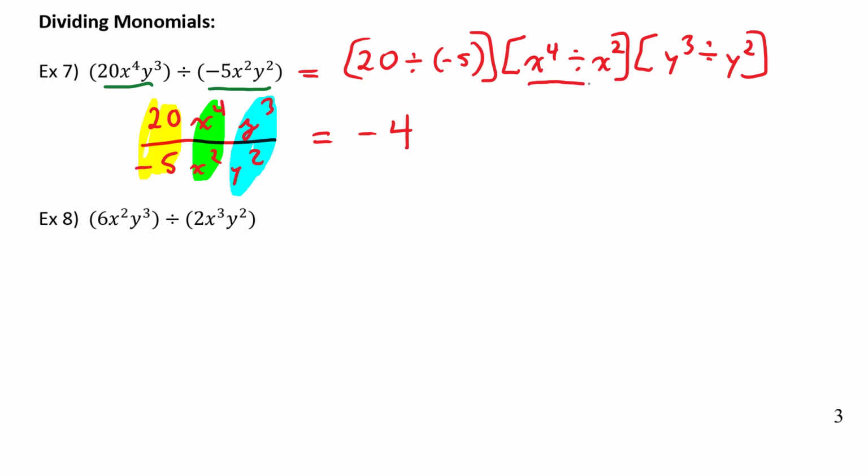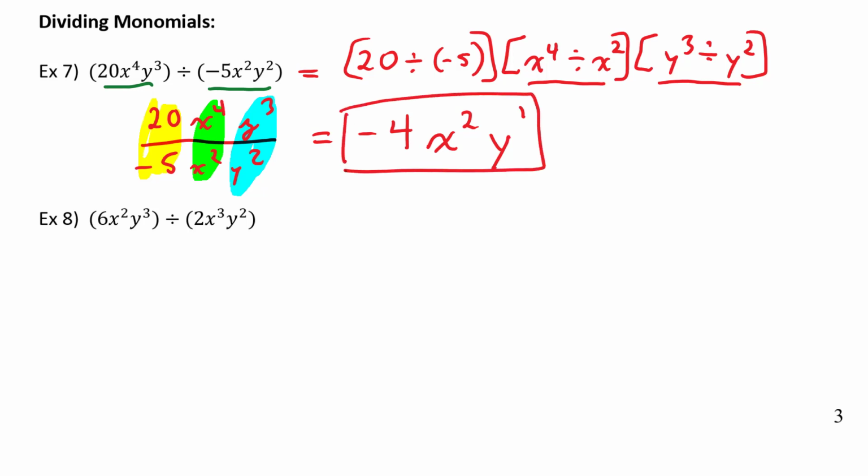We have x to the 4 divided by x squared. When we have 2 exponents with the same base, and we're dividing them, we subtract those. So x squared. Lastly here, we have the same deal here. Y, 3 minus 2 is 1. So minus 4 x squared y to the 1. In this manner, it doesn't matter how you write it. You can write it as a fraction or you can write it in this manner here. I happen to prefer the fraction method because I can line up the coefficients and the variables. Why don't you try example 8 on your own now?